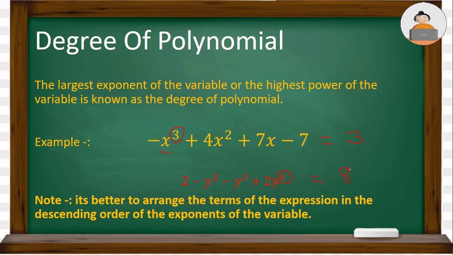Friends, I would suggest that you please first arrange the terms of the expression in the descending order of the exponents of the variable. For this polynomial friends, you will be observing that 8 will be the highest power of the variable y. So the degree of the polynomial will be 8.